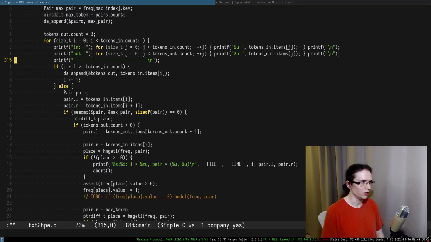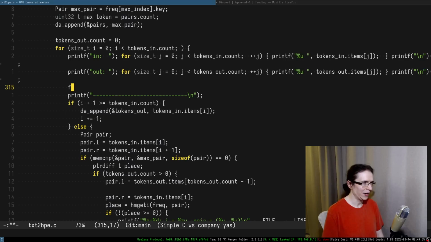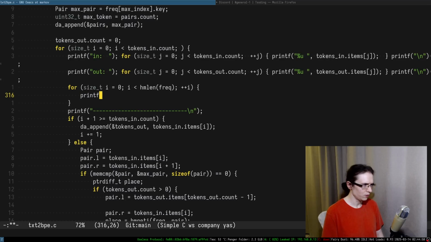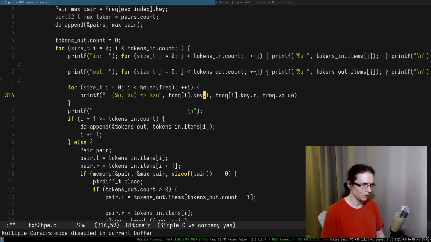Who said we can't do that? So we can just check the hash table itself. So let's do something like this, maybe printf. Maybe we can do that on a new line. So size_t i = 0, i less than hm length of the frequency table plus i. And here it's going to be something like this. This is going to be the frequency. Frac i left, frac i right, frac. This one has to actually be the key. And this is i. There we go. And don't forget the new lines.